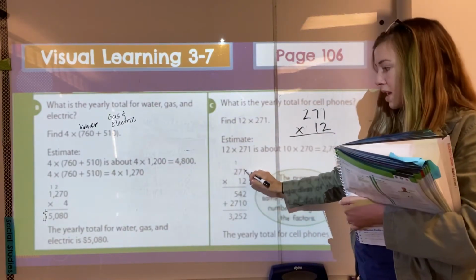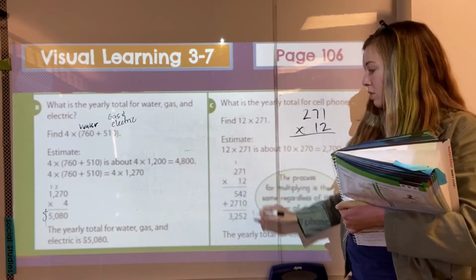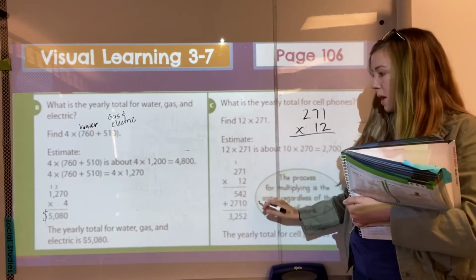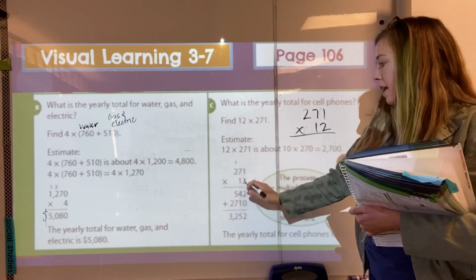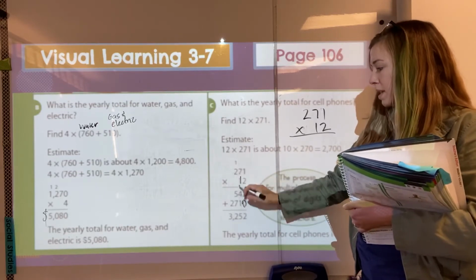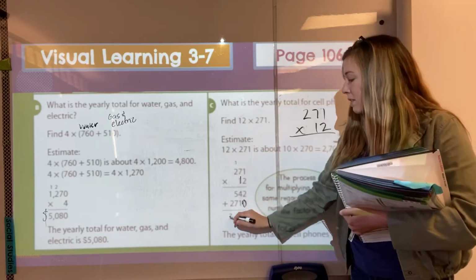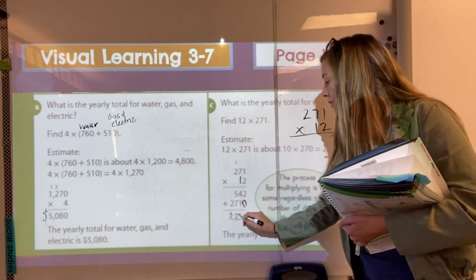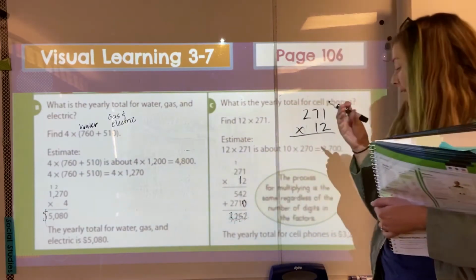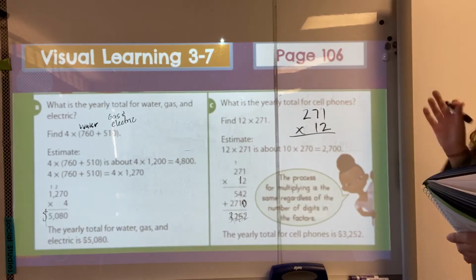So they set it up like this, and they used their standard algorithm. So they took the 2 times 1 to have 2, 2 times 7 is 14, 2 times 2 is 4, plus 1 more is 5. So we have 542 for the first part. And then they're multiplying, they put their 0 here, and they're multiplying by their 1. So their 1 times 1 is 1, 1 times 7 is 7, 1 times 2 is 2. And then when they add that together, they get 3,252. So their final step on here is to add together those two parts, because the question is, oh wait, nope, it was separate.